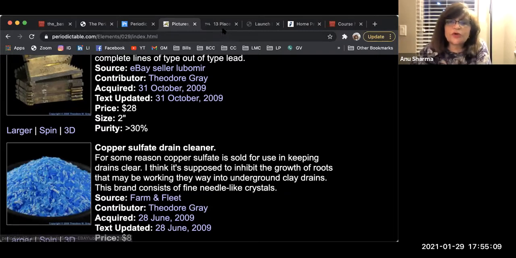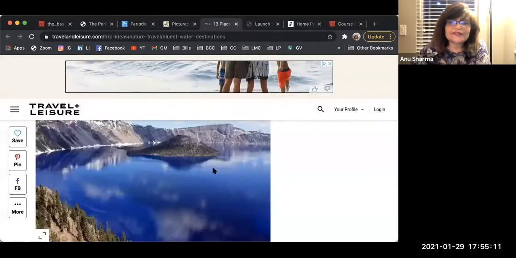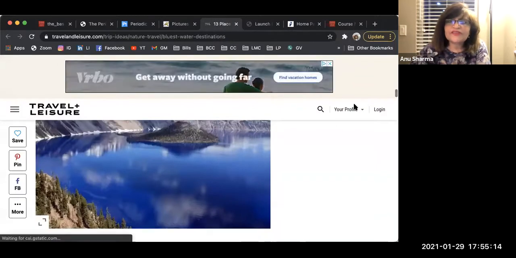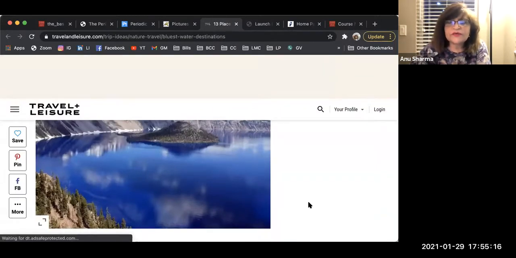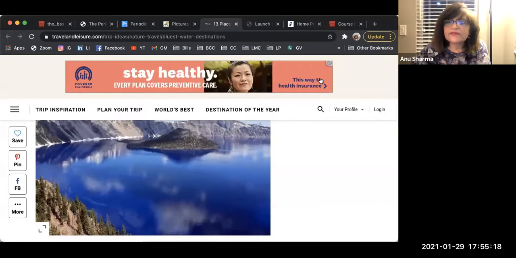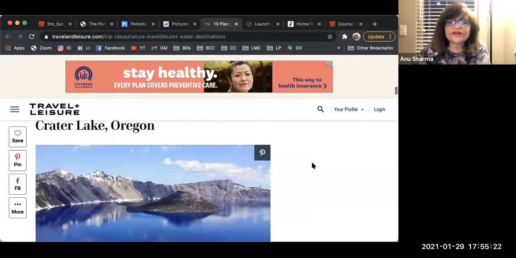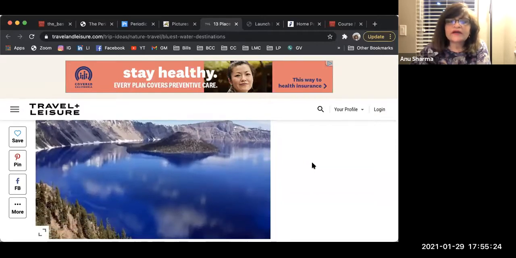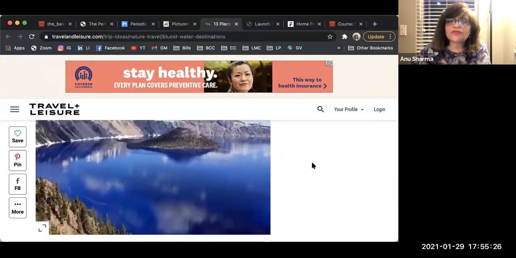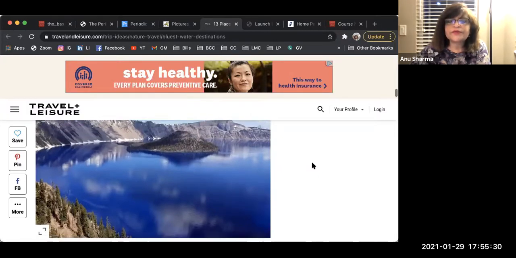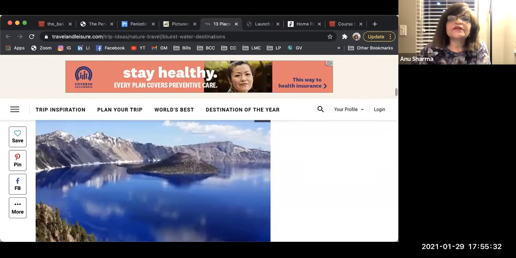I just want to always connect things outside of the book. So if you have seen or if you know about this, this is the lake in Oregon. This is Crater Lake in Oregon, and the blue color is because of the copper salts that are present in this lake. And it's a very dark, rich blue color. So that's coming from copper salts.